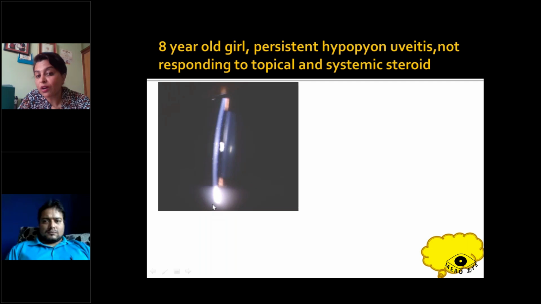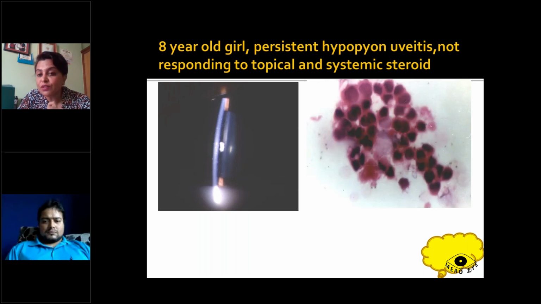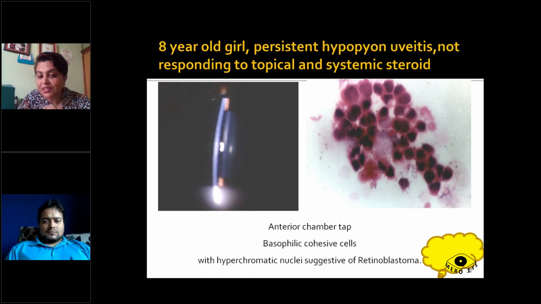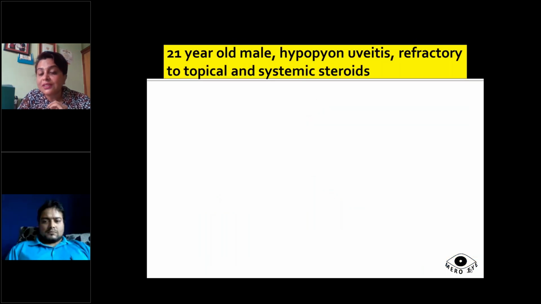This was a case of hypopyon in a girl of 8 years old who was not responding to any kind of steroids. The sample of this patient was sent by Dr. Biswas for cytological examination, and it was found that there were basophilic cohesive cells with hyperchromatic nucleus, which in fact was a case of retinoblastoma, not a uveitis condition.